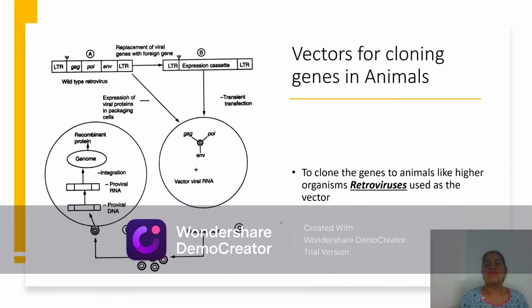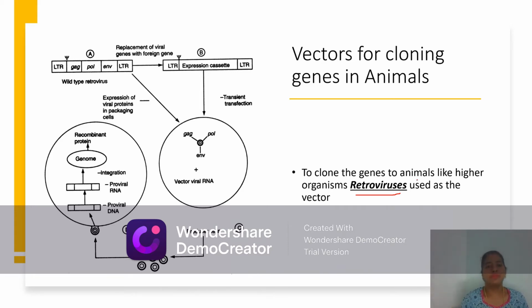What about the case of animals? I said higher organisms. For plants we are taking the help of Agrobacterium. So what's the condition of animals? Plants have a cell wall, animals do not. So here the retrovirus is the organism helping to clone genes in animals. What's the meaning of retrovirus?